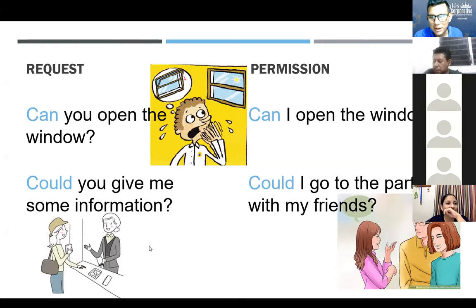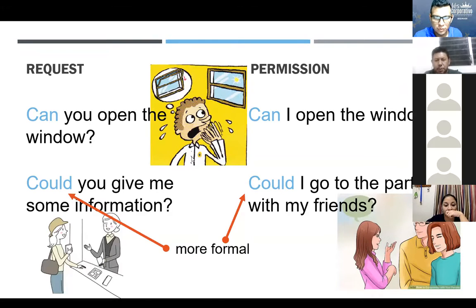Could I go to the party with my friends? ¿Podría ir a la fiesta con mis amigos? Could you give me some information? More formal, okay? El uso de could es más formal, more formal.